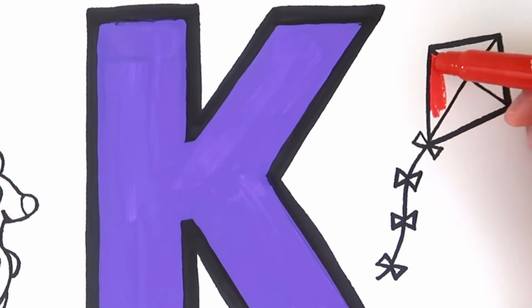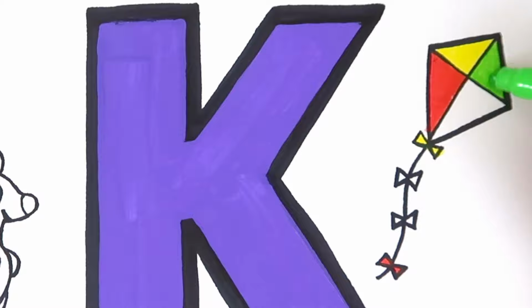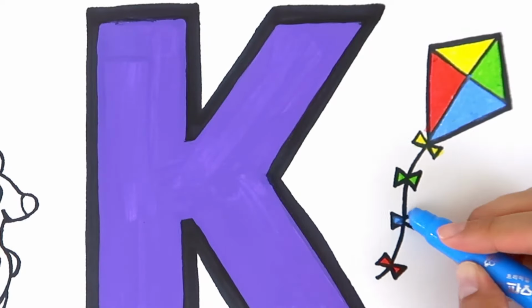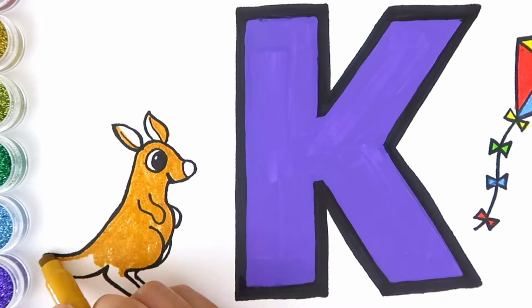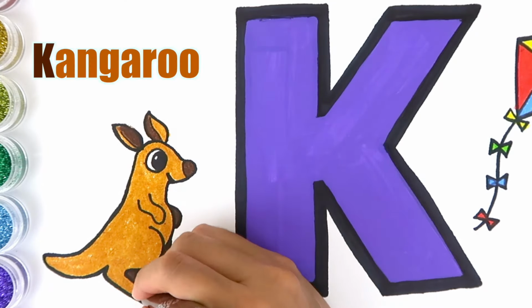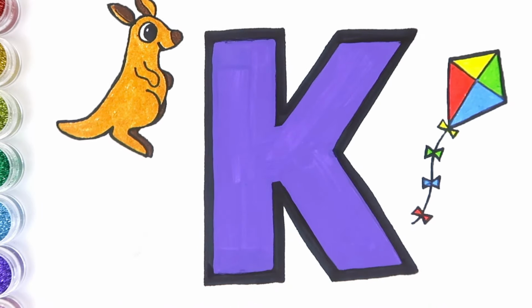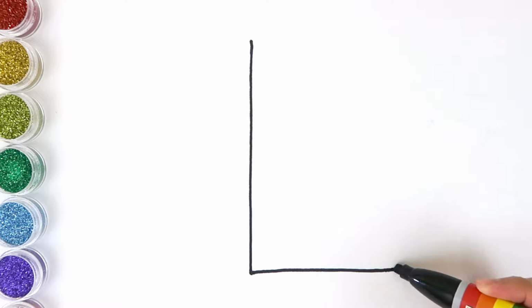What color is the kite? Red, yellow, green, and blue. The kite is so colorful. What color is the kangaroo? The kangaroo is brown. K is for kangaroo. K is for kite. Next comes the letter L.